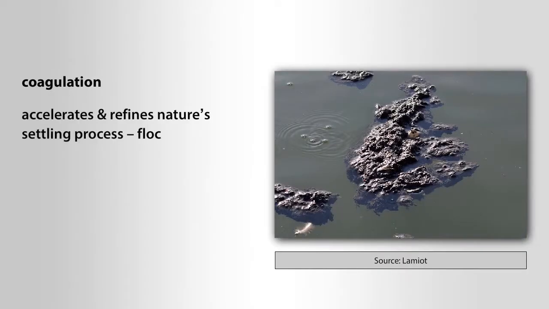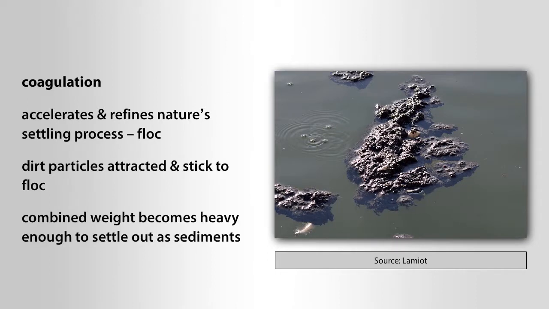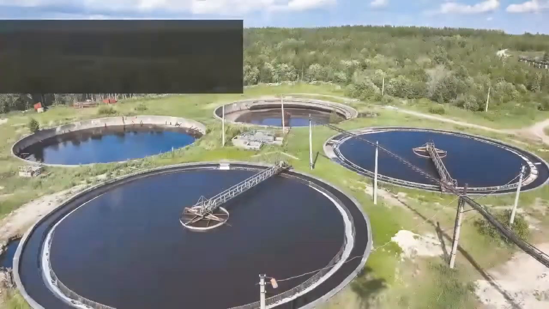Coagulation accelerates and refines nature's settling process by adding coagulants to the water to form tiny, sticky particles called floc. Dirt particles are attracted to and stick to floc, and the combined weight of dirt and floc becomes heavy enough to settle out as sediments. Alum is a commonly used coagulant.